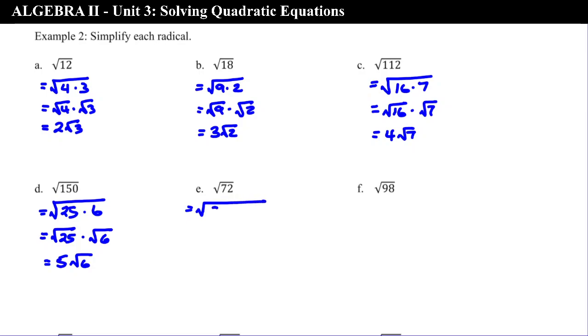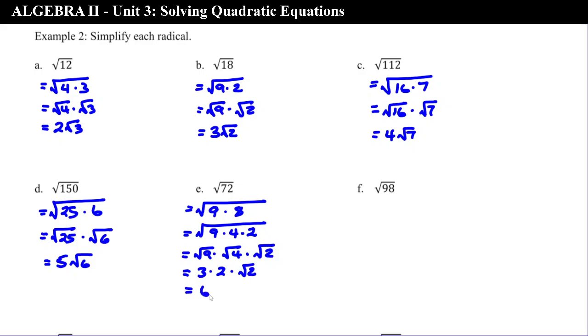Let's say that you break it down into 9 times 8, because you recognize 9 as a perfect square. Well, look at 8 again. Can we factor another perfect square out of 8? Yes, we can. We can factor out a 4 times 2. Okay? And what that gives us is the square root of 9 times the square root of 4 times the square root of 2, which gives us 3 times 2 times the square root of 2, and 3 times 2 is 6. So you still end up in the same place.